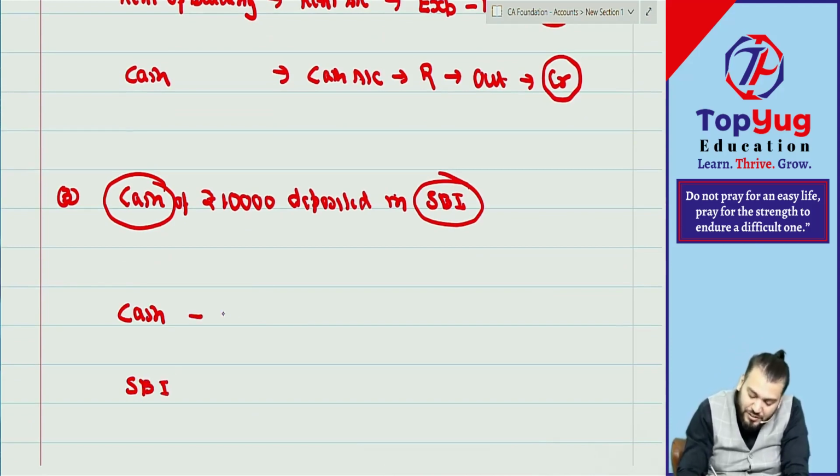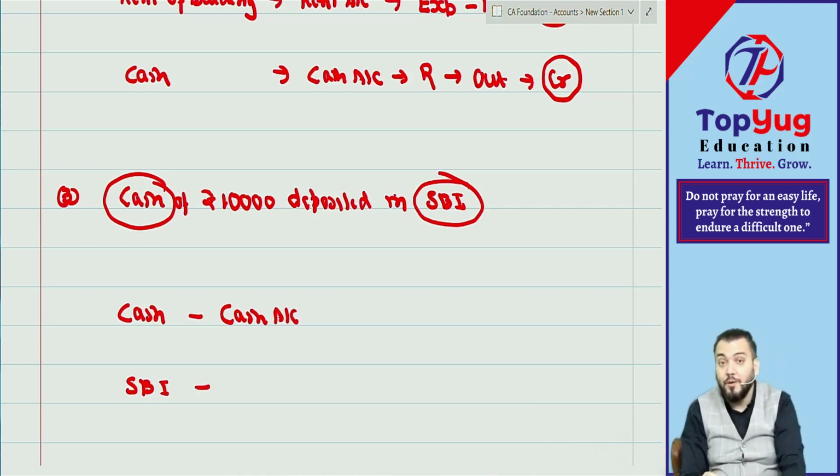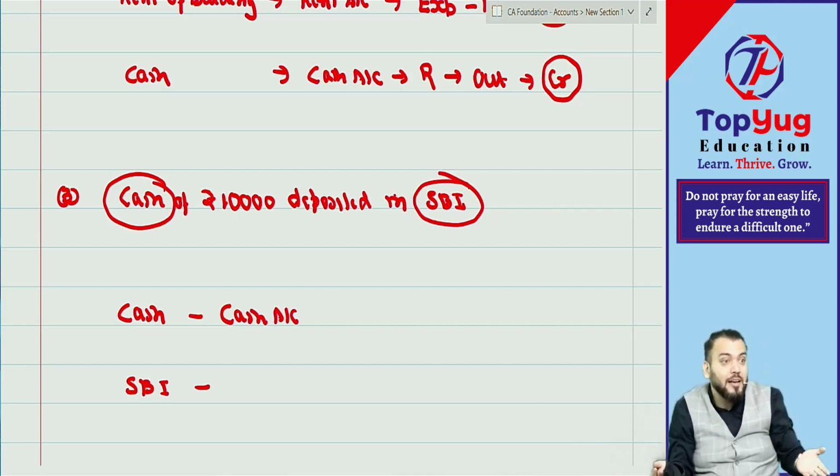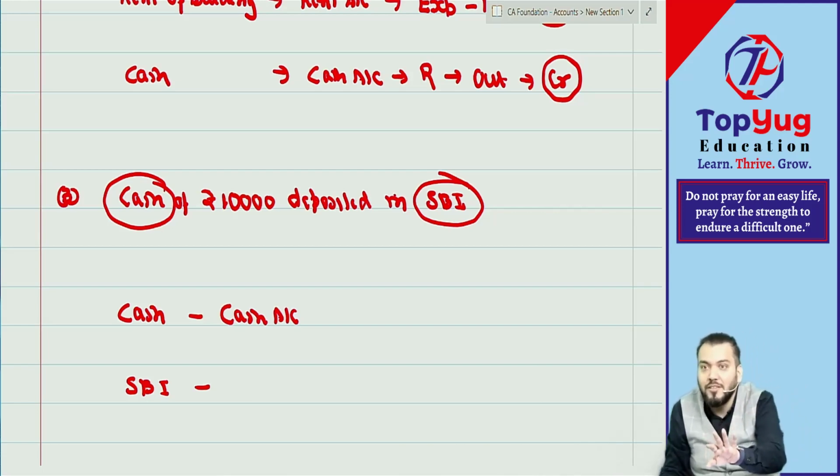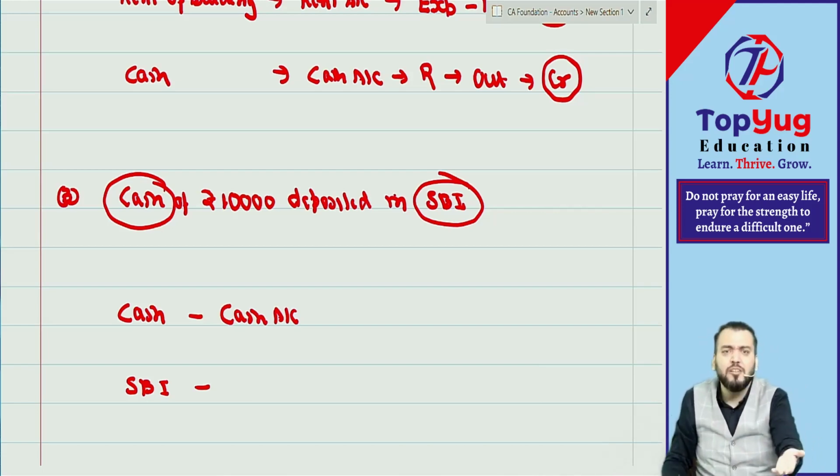For cash, which account? Cash account. For State Bank of India, now if you are saying bank account, it becomes a representative personal account. But you can also open an SBI account. I can open an SBI account also, or not? Yes, that is what artificial person means. I can open an SBI account also. I can open a bank account also. Both are correct.